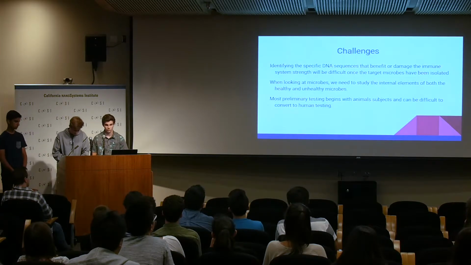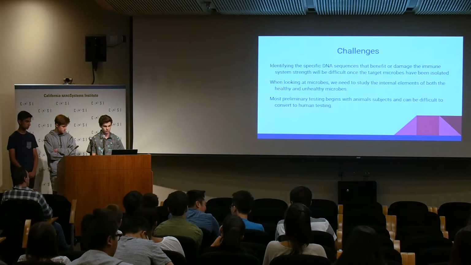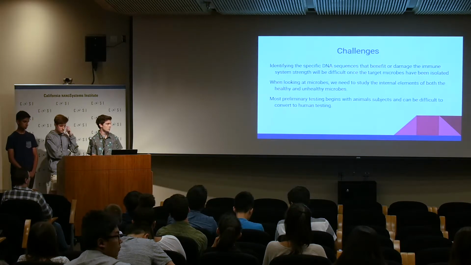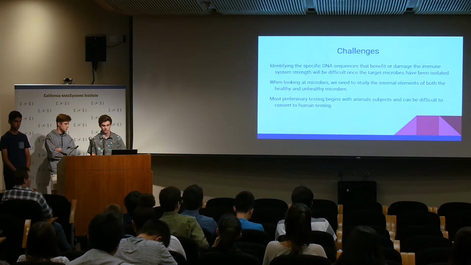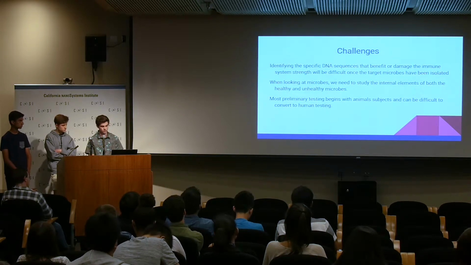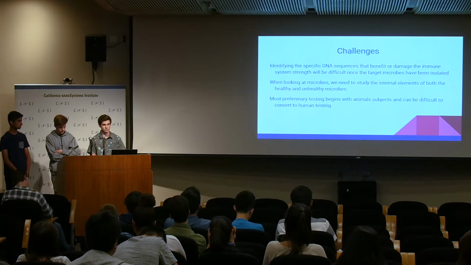So as of now, there are multiple challenges in approaching this problem. While it's more straightforward to look at similar microbes in healthy or particularly weak immune systems, it's very difficult to figure out exactly what gene causes the strength or the weakness. So once the particular microbes have been isolated, you have to find what genes are present using confocal microscopy, which presents a challenge.